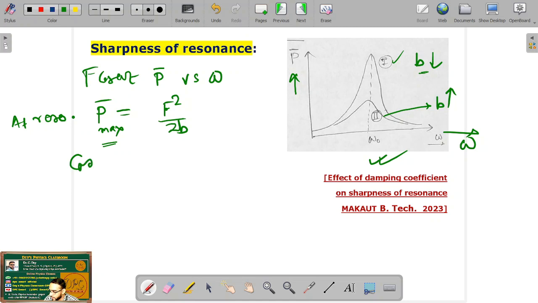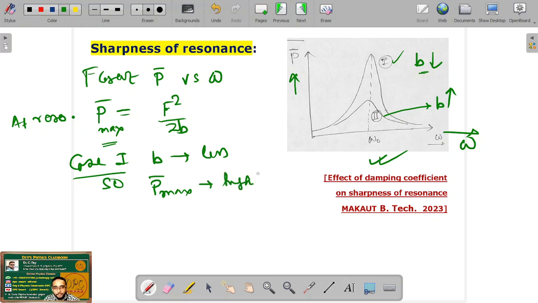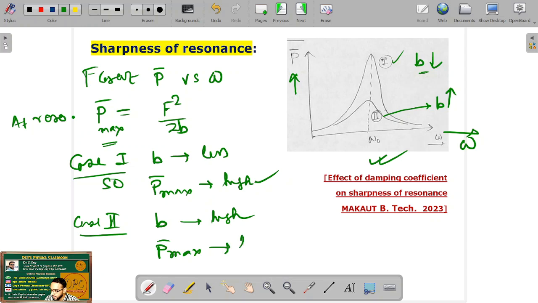So in case 1, B value is less, so P bar max is very high. For less damping, the average power at resonance would be very high. Similarly, in case 2, the damping coefficient is very high, so the P bar max value would be very low.